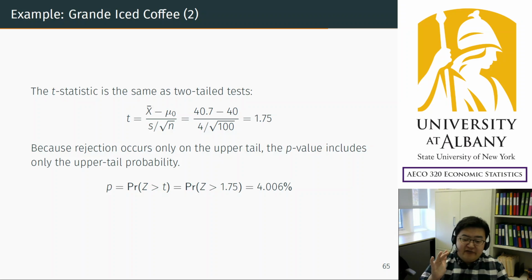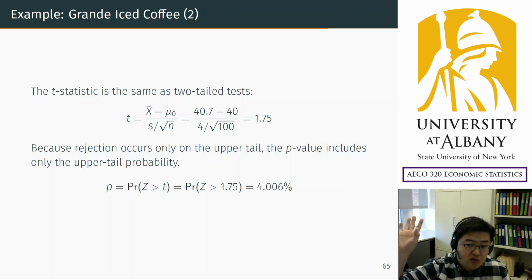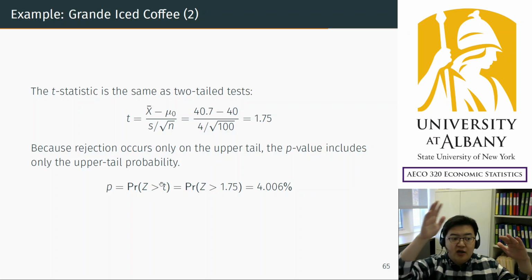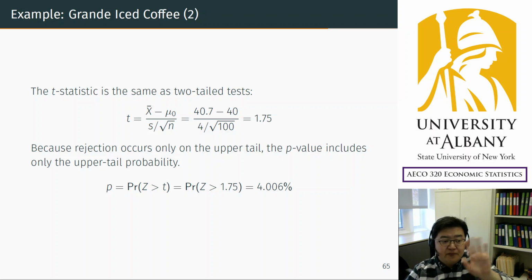In this case, remember, it's an upper tail test. You reject if the temperature is too high. So you reject only on the upside, and the p-value includes only the upside. If we calculate the probability of the normal distribution greater than your t-stat, 1.75, use Excel to find it. It's 4%, right? The p-value is 4%. What's important here is the direction of this probability.